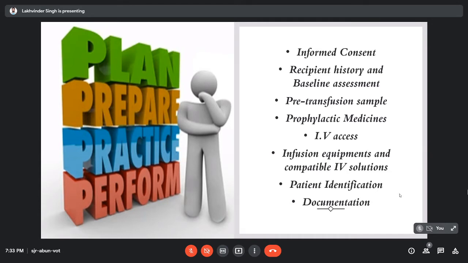So the first thing before transfusion is informed consent. I'll discuss each point in detail. First, informed consent is required. Second, recipient history and baseline assessment. Then the pre-transfusion sample. What are the requirements for the pre-transfusion sample? Then any prophylactic medicines if required, IV access, infusion equipment and compatible IV solution, patient identification, and documentation. This is before you start the transfusion.